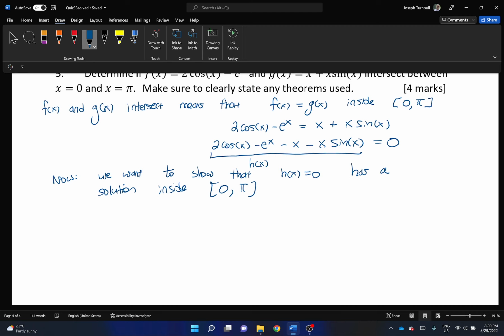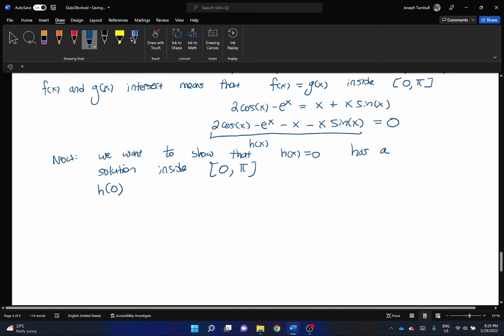To show that there's a solution according to IVT, I'm going to have to evaluate h at 0. I have to evaluate h at pi and hope that one of those calculations gives us a negative number and one of those gives us a positive. And then by IVT, there must be a number between 0 and pi that gives an output that is between negatives and positives, in other words, 0.